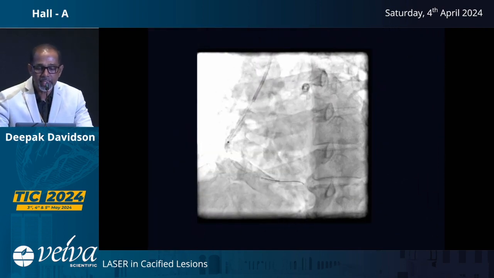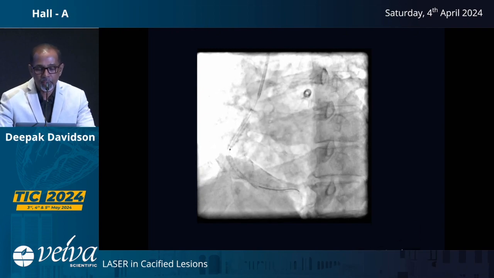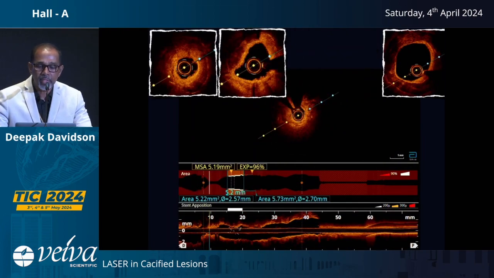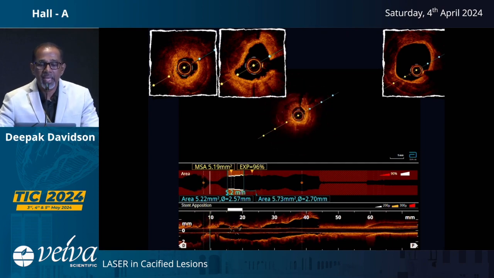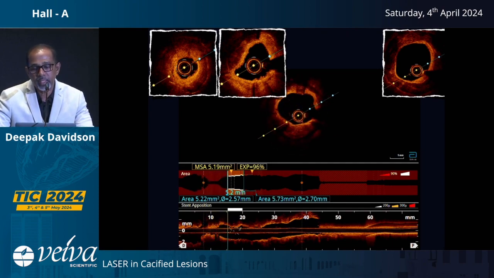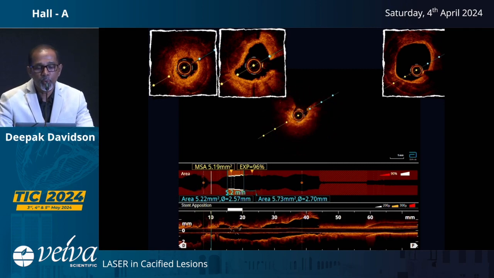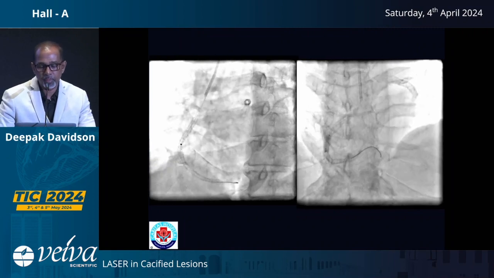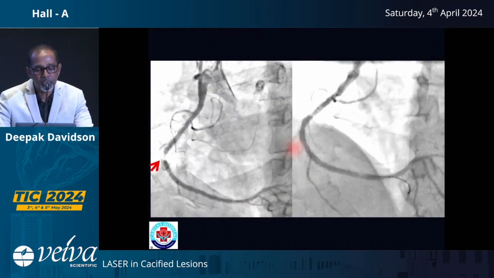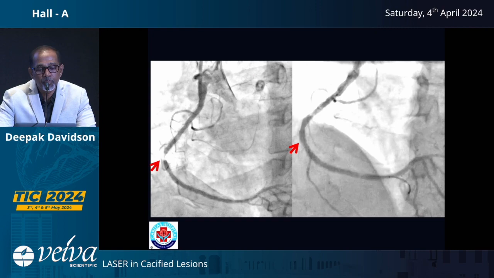Again, it was saline lasing followed by contrast lasing, and once we did the lasing, we were able to get across with the OCT catheter. You could see in the first 2 images calcium inside the stent, calcium outside the stent. There was a significant amount of calcification over there, which was managed with laser, and finally we were able to open up the lesion with a non-compliant balloon at 35 atmospheres. That was an OPN balloon, and those are the pre and post procedure images.